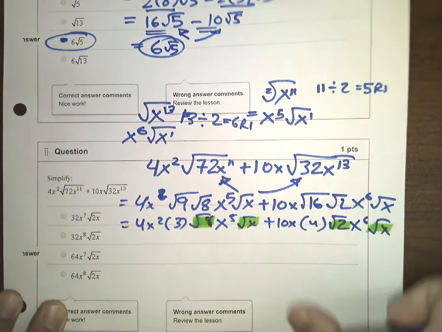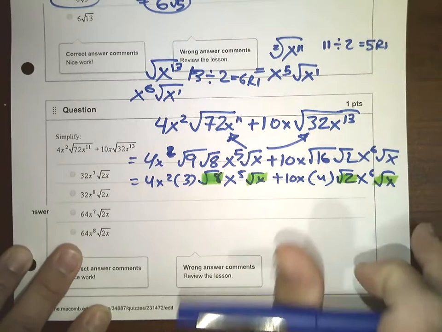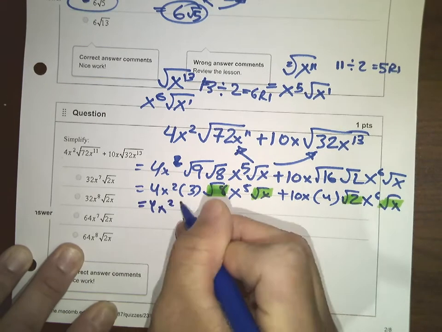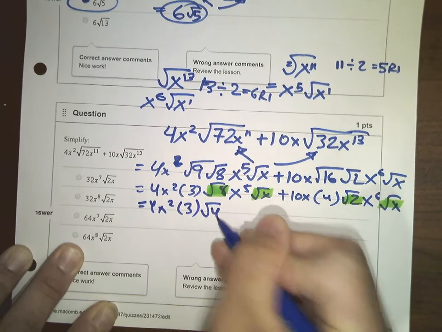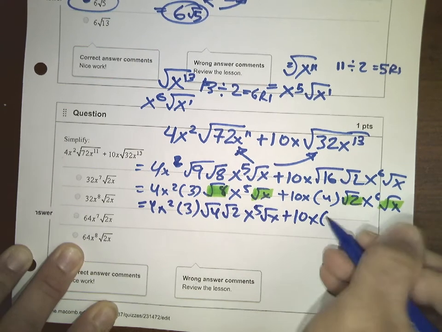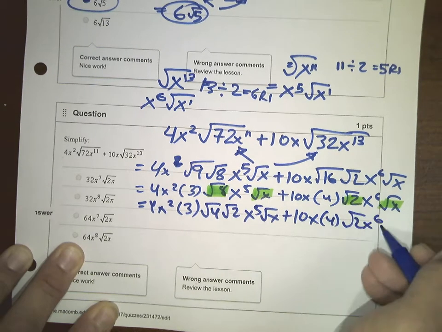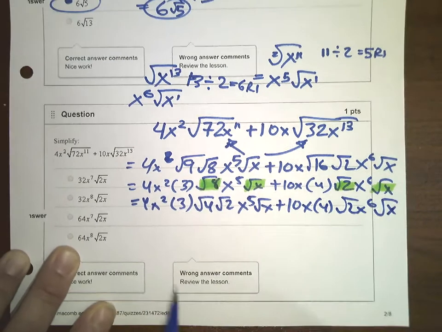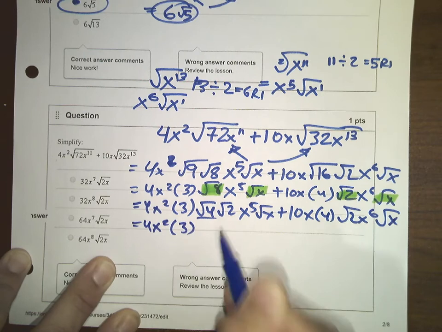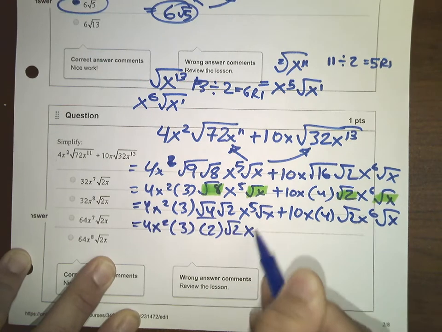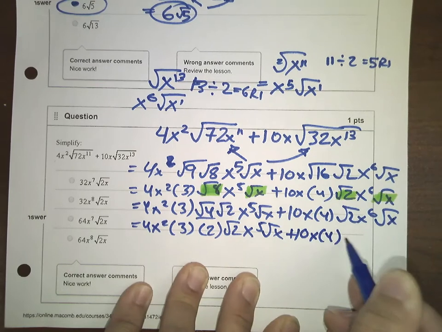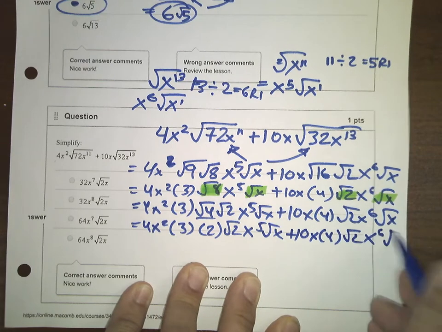Well, that means that they're not alike, but that doesn't mean that I am wrong either, because square root of 8 is actually going to be square root of 4 times square root of 2. And then I have still all of these other factors over here. And then square root of 4 here is 2, so I have 4x squared times 3 times 2 times square root of 2, x to the 5th square root of x, plus 10x times 4 square root of 2, x to the 6th square root of x.